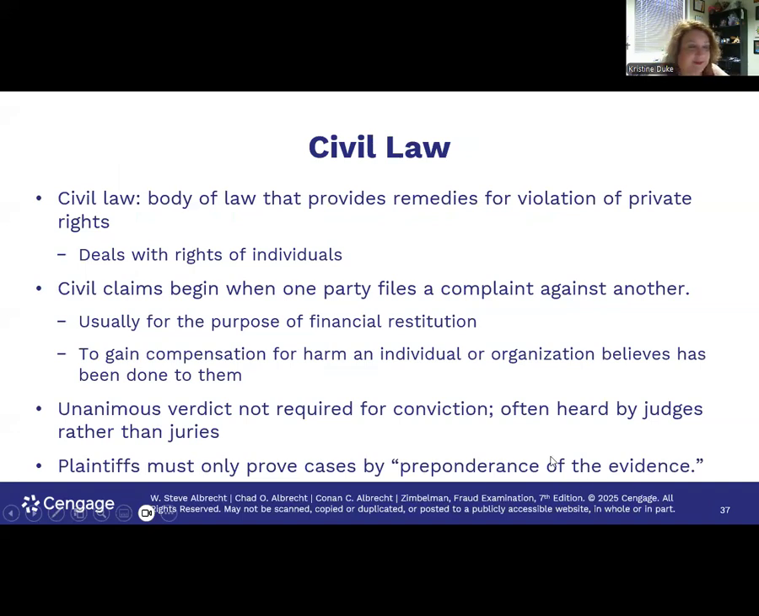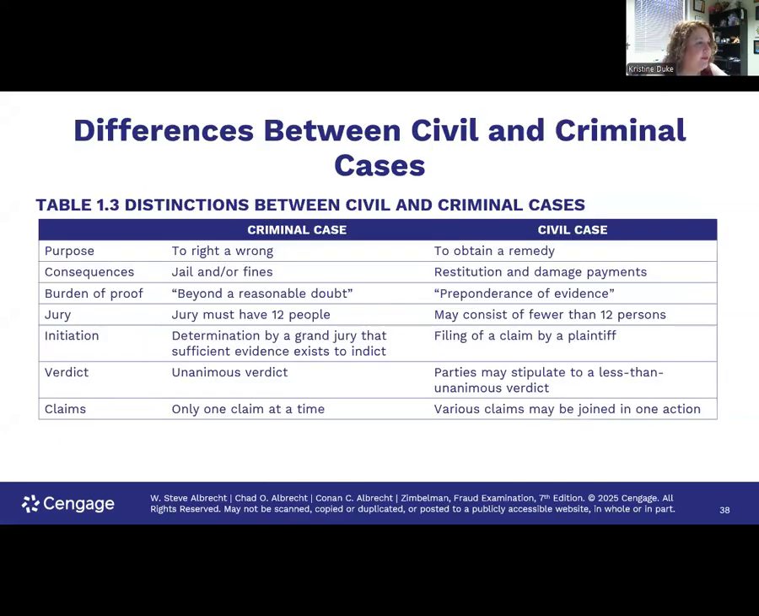Preponderance of the evidence. I love it. So oftentimes they're just heard by a judge. You don't need a unanimous verdict, just needs to be more likely than not that it happened. And then they can have civil penalties attributed to them.